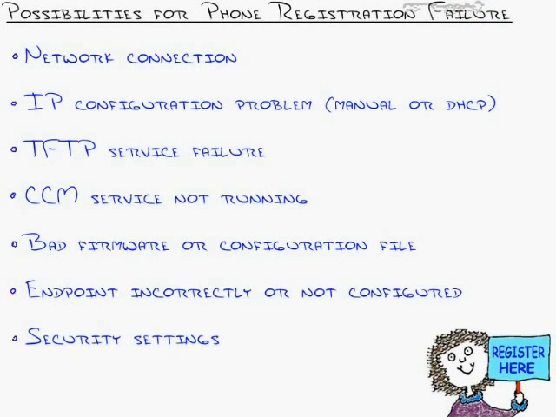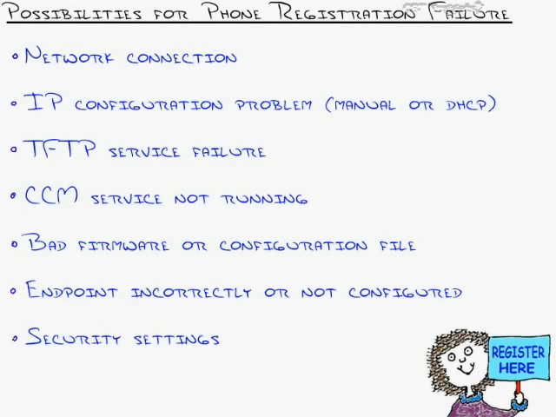Alright, so let's look at some of the common possibilities for phone registration failure. Number 1 is the network connection. Always check the network connection. Make sure that you're plugged in, and make sure that you're going to a switch port that has the right voice VLAN configuration for you.